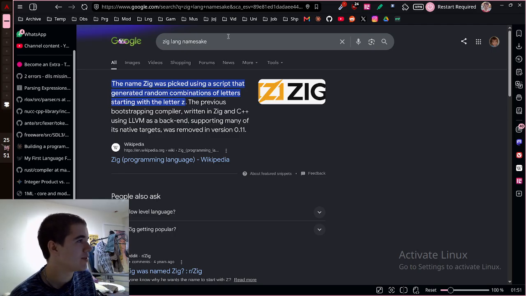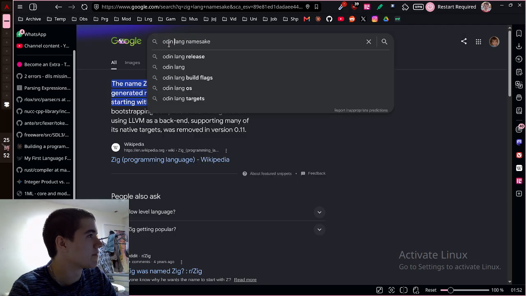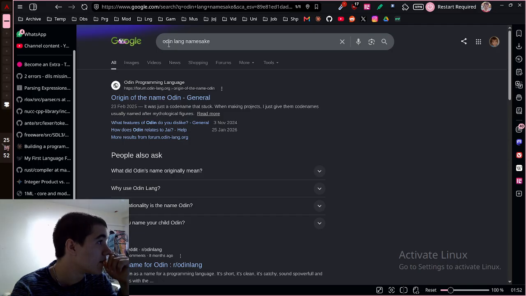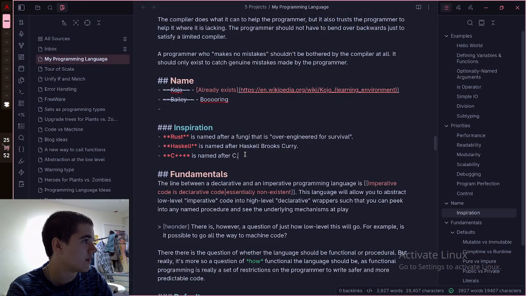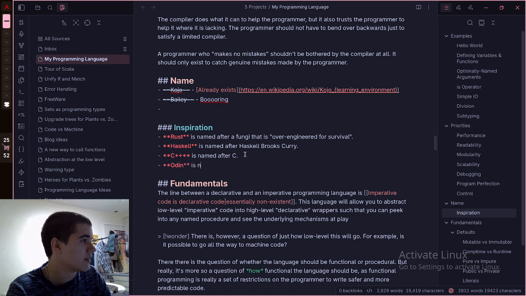The namesake was picked using a script that generated random combinations of letters starting with Z. So he's just like, give me something, bro. That is pretty much how I expected it went, actually. What else do I like? I like Odin. Why is it called Odin? I know the Greek god and all that. It just stuck. Usually he names things after mythological. Okay. Odin is named after the Norse god, although not for any particular reason.